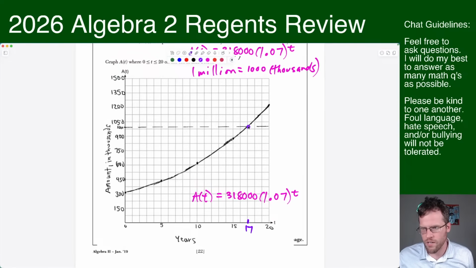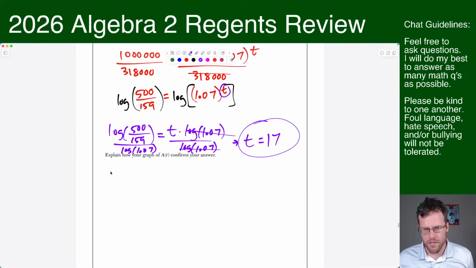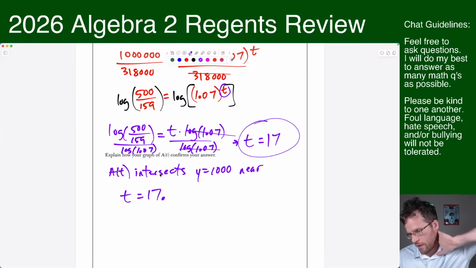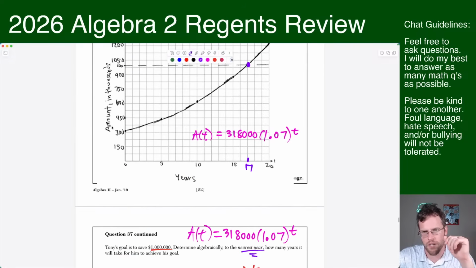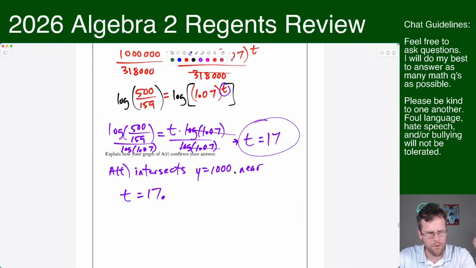See, at around 17 is where the graph of A of t intersects y equals 1,000. Okay, so explain how the graph confirms. Well, we could say A of t intersects y equals 1,000 near t equals 17. All right, so that would be it. But once again, this only works because we defined this in thousands. Okay, so 1,000 thousands would be 1 million, but that would be enough here to get the credit.